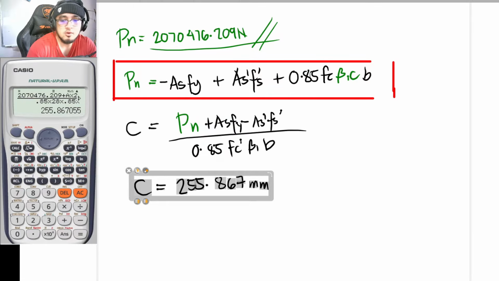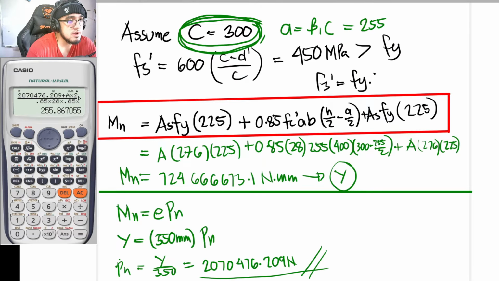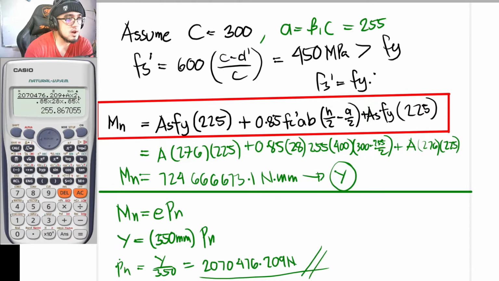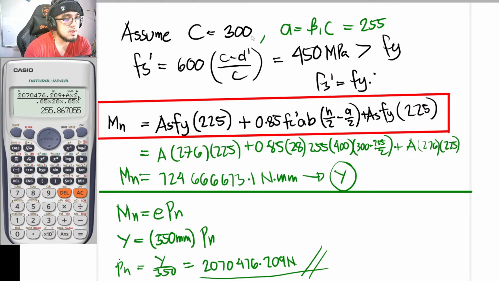Okay, so the next thing that we will be doing is that we will now be using this as our assumption in this problem. So paulit-ulit tayo dyan, cycle siya. So with that, guys, I will now be erasing this. So instead of 300, I will now be using 255.867. So palitan na natin siya ngayon. So store ko lang to sa C, alpha C, para mas madali.